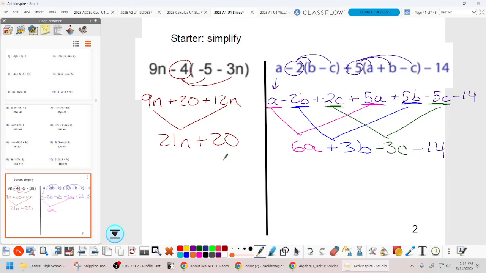Can we do anything else? No, because A's, B's, and C's are not like terms with each other. And 14 has no letters, so it's not a like term either. So 0, 1, or 2. Hold up, how many did you get correct? Okay, so mostly we're probably averaging like a 1.5 on this. That's probably good enough for now.